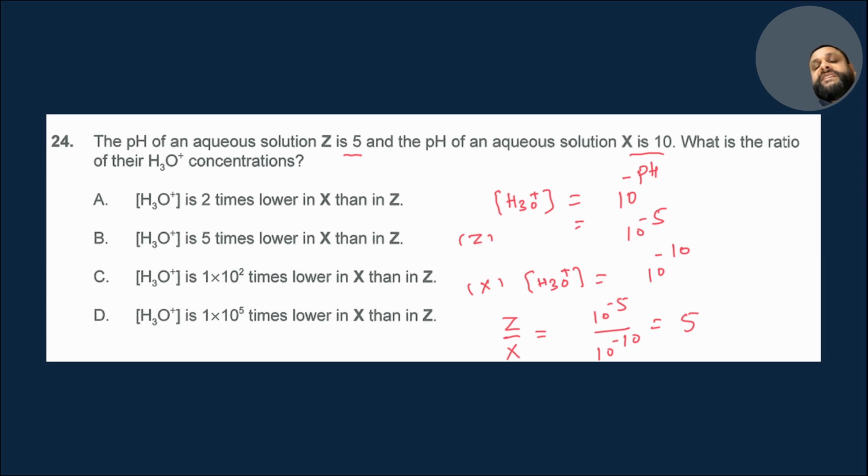So what does it mean? This means that H3O plus ion concentration in solution X is 5 times lower than Z. So let's look for the option. Option D is the correct answer. So H3O plus molar concentration is 1 times 10 to the power 5 times lower in X than in Z.